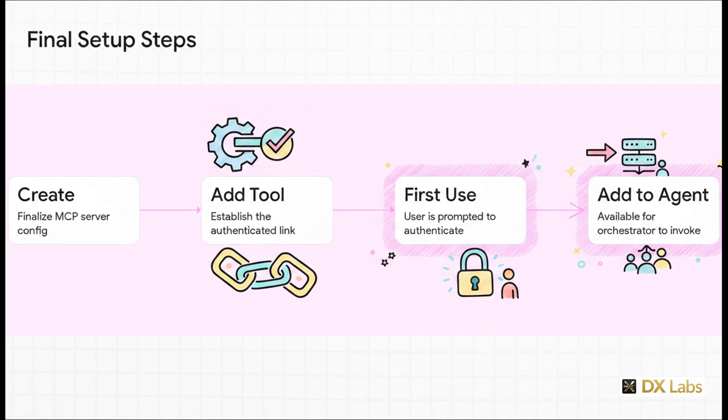Once your authentication is configured, you click Create to establish the link. When the end user tries to use this tool for the very first time, they'll hit the first-time prompt to enter their personal credentials. But none of this happens unless you do the final step, which is clicking Add to Agent. This is what actually makes the server available for the orchestrator to invoke, which leaves us with a final thought for your exam prep.